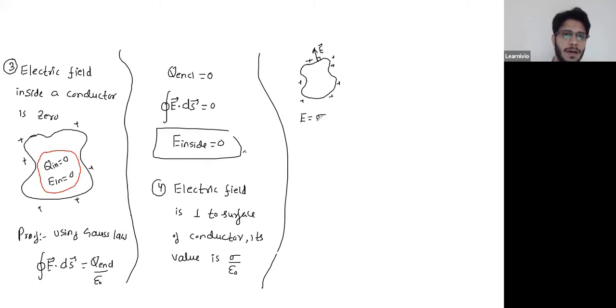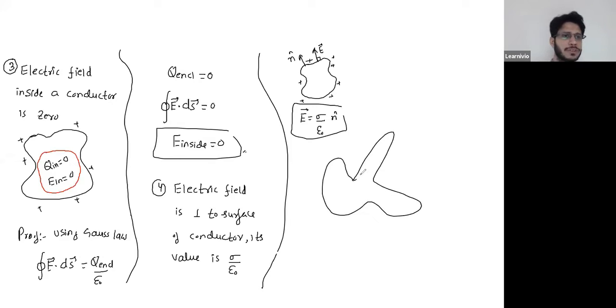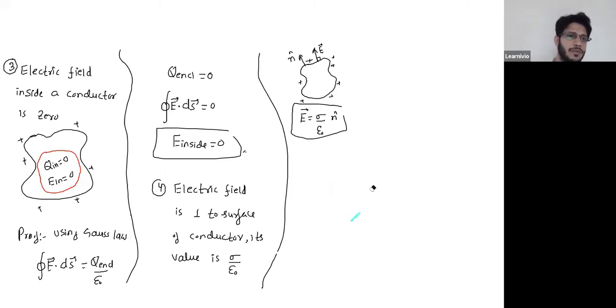Then it's sigma by 2 epsilon. Sorry, sigma by epsilon, n cap. n cap simply shows it's perpendicular. n cap is a unit vector which is perpendicular to the surface. What if it has more than one surface? It doesn't matter the number of surfaces this conductor has. You can have a conductor in this way with multiple surfaces. Electric field on each surface would be perpendicular to it. If it is a conductor, then electric field is always perpendicular to the surface of the conductor. It's absolutely independent of the number of surfaces.